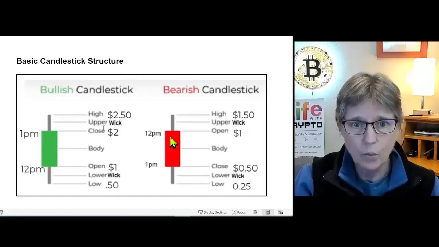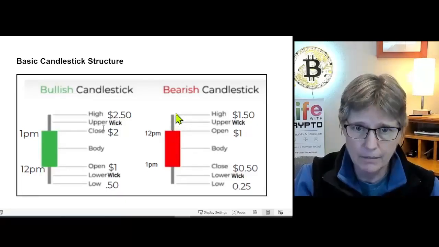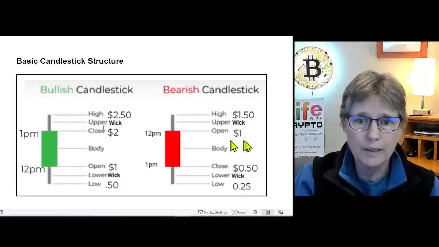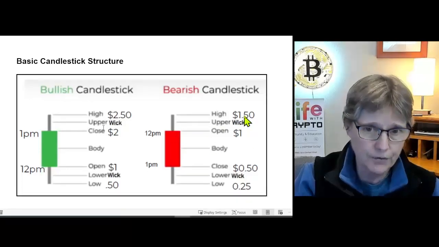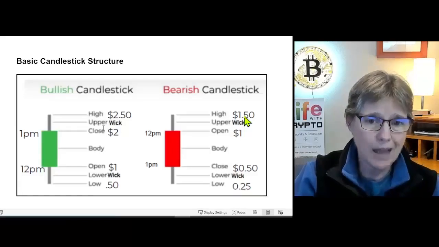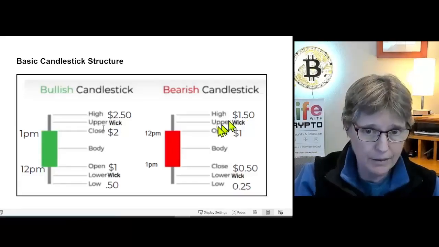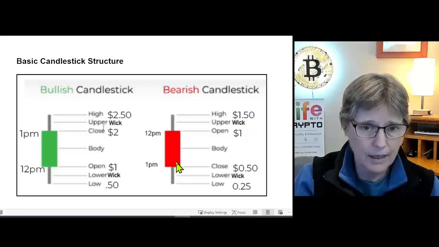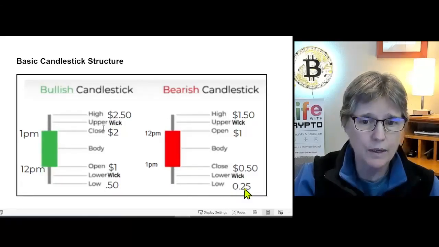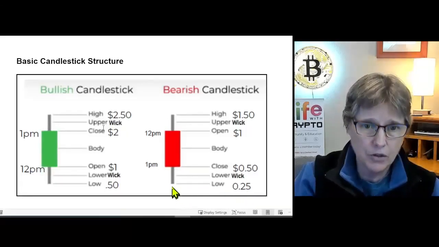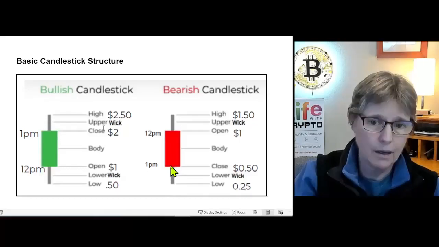And again, when it pushed up higher, that's an upper wick, and when it pushed lower, that's the lower wick. In this example, it pushed all the way to $1.50 at the top, but the sellers won out over the buyers, and during that hour it pushed the price all the way down to 25 cents, and the buyers managed to bring it back up to 50 cents.